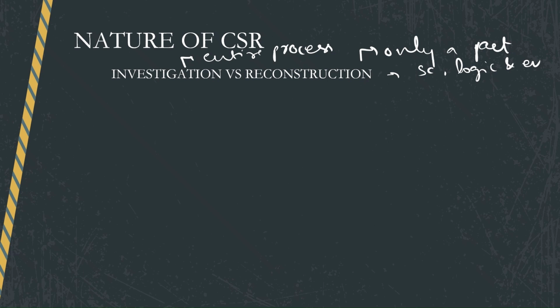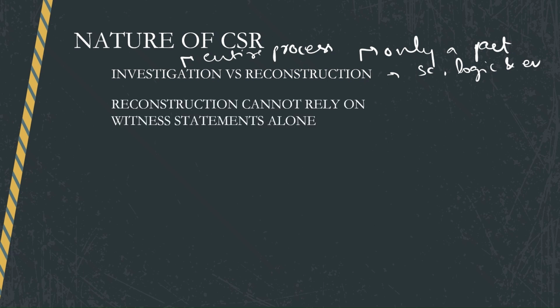Another important thing that you have to remember is reconstruction cannot rely on witness statements alone. Now, witnesses can forget details, they can misunderstand what they saw, or remember events differently over time. That is why physical evidence plays such a critical role. For example, bloodstains, fingerprints, digital evidence, and injury patterns. These help investigators determine whether a proposed sequence of events actually fits the facts.